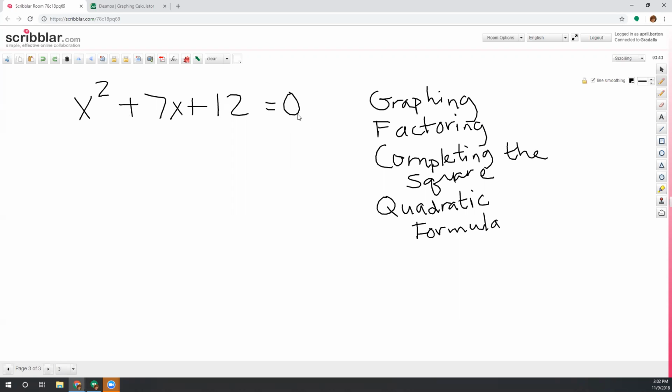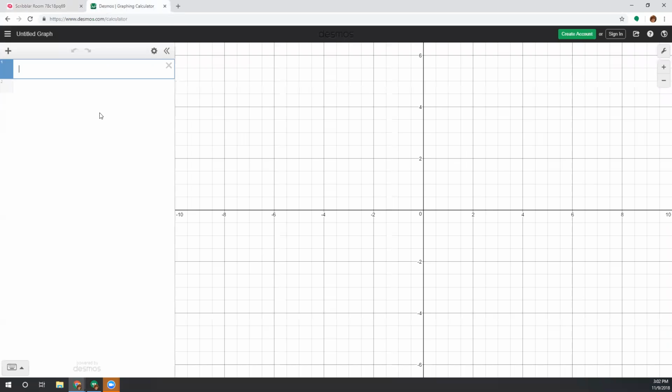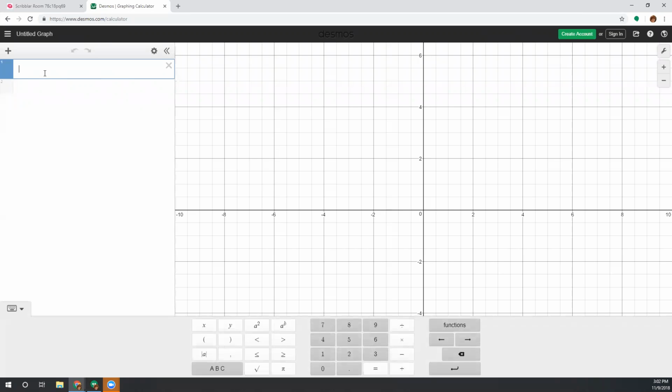To solve it by graphing, it does need to be equal to 0, which ours is. And you can graph it by hand, or usually when you're solving it by graphing, you use a graphing calculator. A lot of people have handheld TI calculators. I also really, really like this online Desmos graphing calculator. It's very, very easy to use. So you basically just type it in. Yep. It's probably the best online graphing calculator I've seen, and it's free. So that's a big plus.